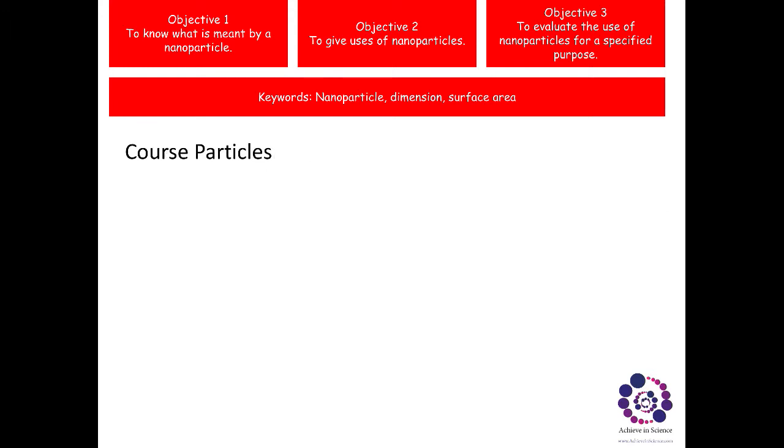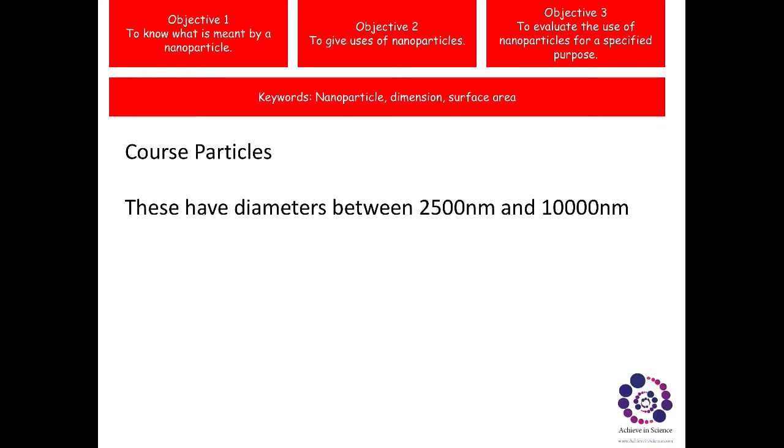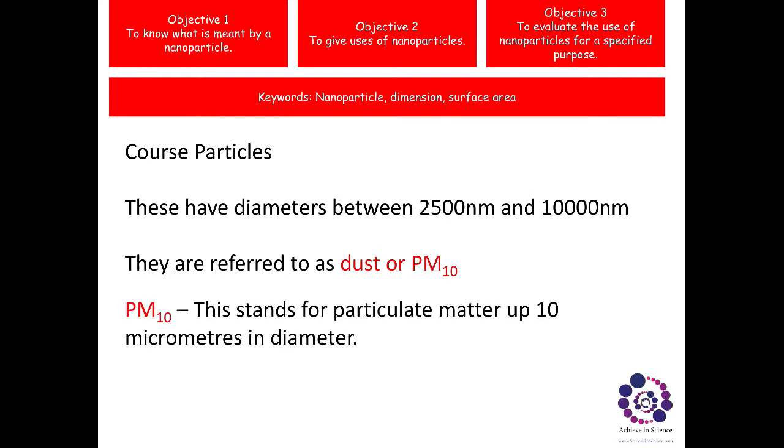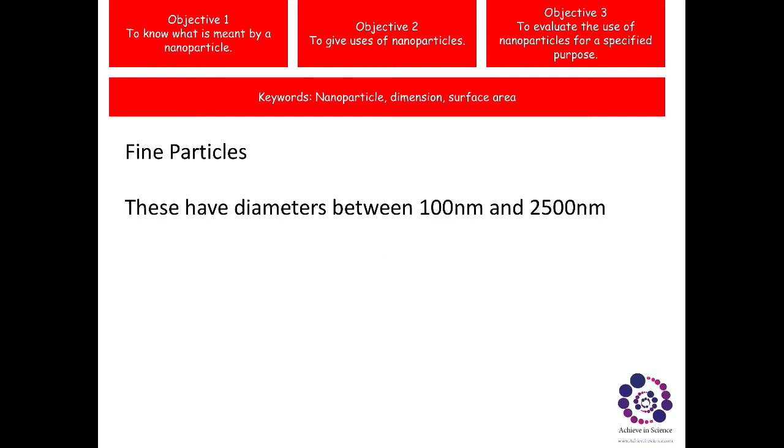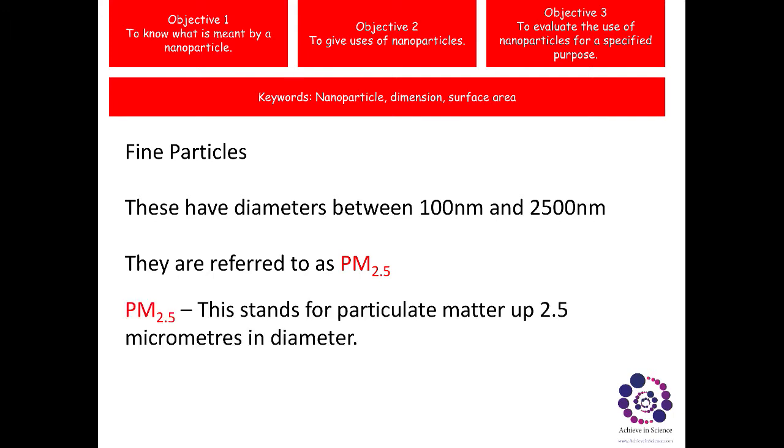If we look at some particles, a coarse particle is a particle with a diameter between 2,500 nanometers and 10,000 nanometers. They are referred to as dust or PM10, where PM10 stands for particulate matter up to 10 micrometers in diameter. Fine particles have a diameter between 100 nanometers and 2,500 nanometers. They are referred to as PM2.5, where PM2.5 stands for particulate matter up to 2.5 micrometers in diameter.